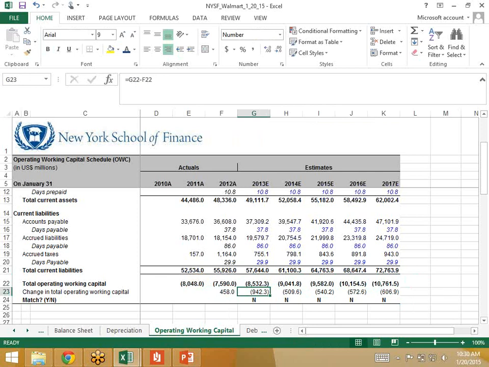All those numbers are negative. Yeah. In my mind, it should be positive. It's positive for cash flow, but it's declining. Yeah.